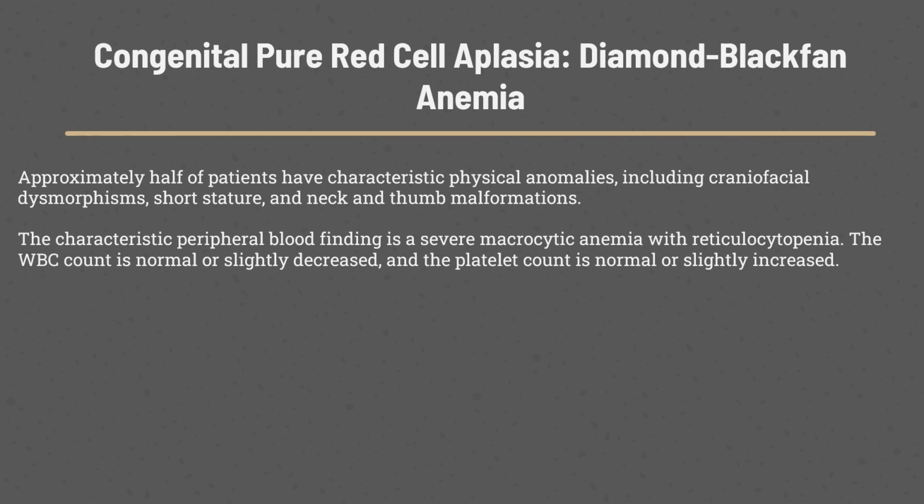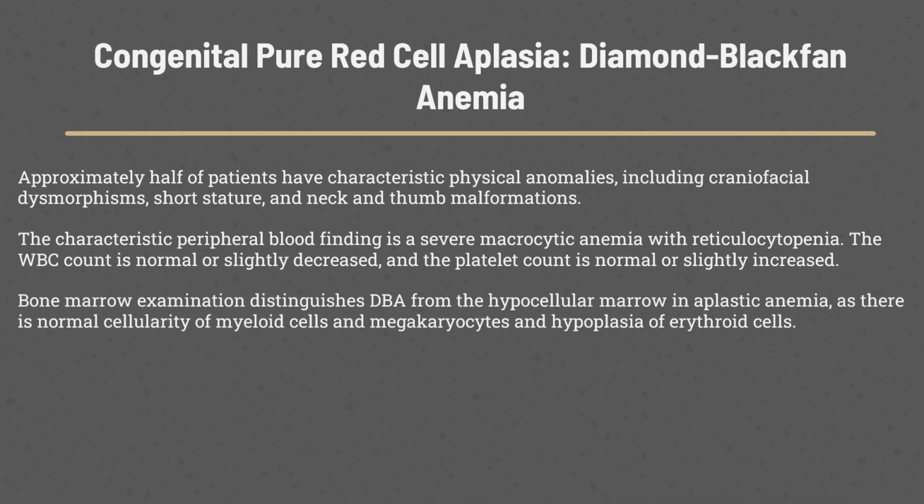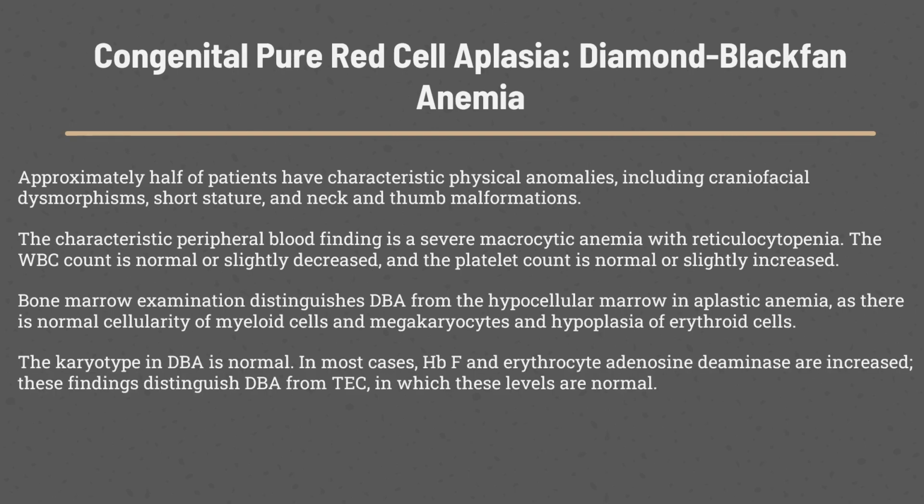The characteristic peripheral blood finding is a severe macrocytic anemia with reticulocytopenia. The WBC count is normal or slightly decreased, and the platelet count is normal or slightly increased. Bone marrow examination distinguishes DBA from the hypocellular marrow in aplastic anemia, as there is normal cellularity of myeloid cells and megakaryocytes and hypoplasia of erythroid cells.